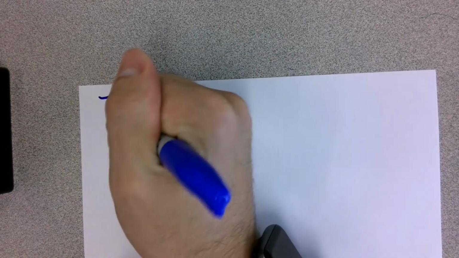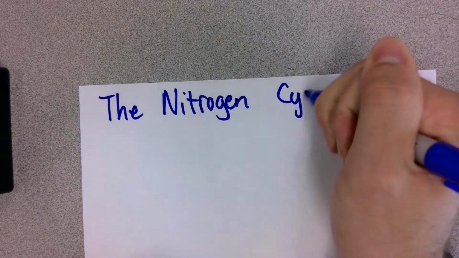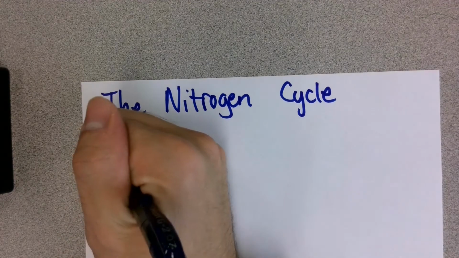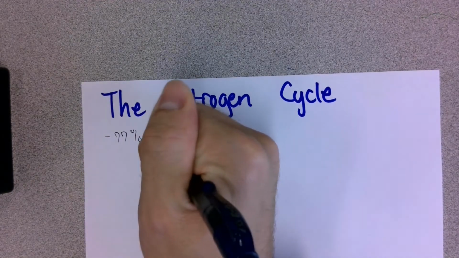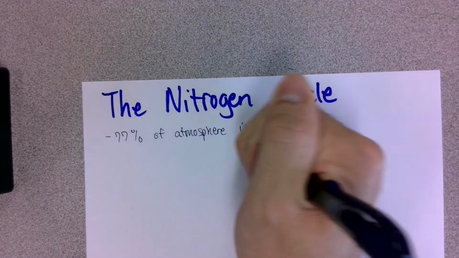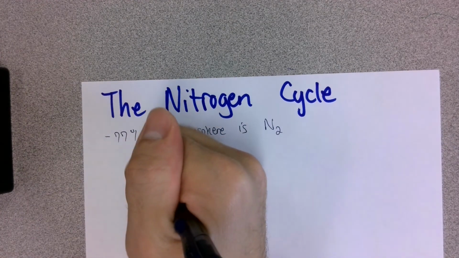Hey everybody, so I'm going to do another video to review the nitrogen cycle that we did in class today. So let's talk about the nitrogen cycle. If you didn't know this, about 77% of the Earth's atmosphere is N2 gas. But one problem with this is that the N2 gas is extremely unreactive.